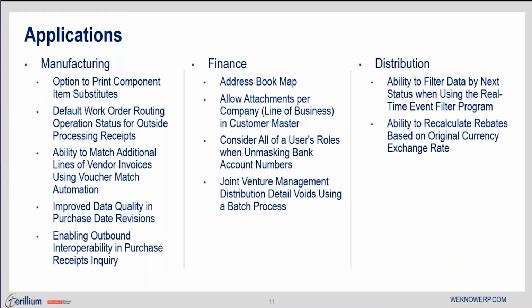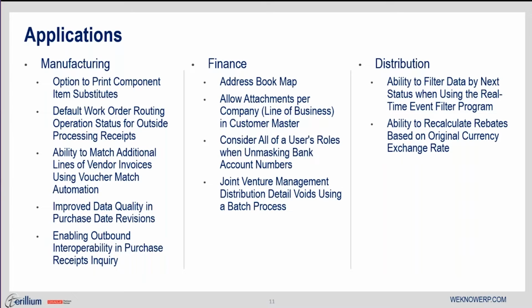I've broken these out into the three key cogs that we like to think of when we refer to JDE, which are the manufacturing, finance, and distribution sides. Some of these are pretty neat. The ability to do substitute components on the work order print, that's nice. There's also new functionality around the address book map, which is a view where you can put in a geographical range on the map, and it'll show all the customers that you have in there. Same thing with allowing you to do attachments at the line of business level. So if you do use line of business inside of your organization, now you're going to be able to add attachments to it.